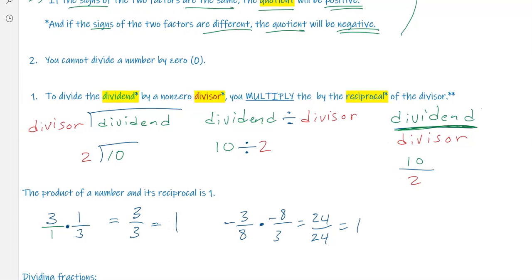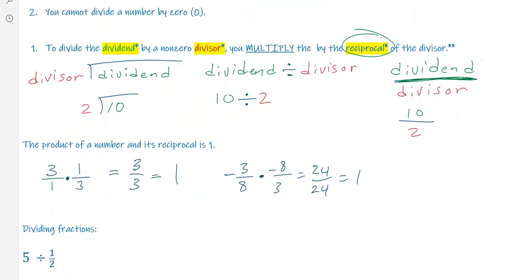Now, again, going back to what this says, to divide the dividend by the divisor, you're going to multiply, what? Yes, you're going to multiply by the reciprocal of the divisor. What the heck is a reciprocal? Well, I'm about to tell you. A reciprocal is a number that when you multiply a number by its reciprocal, 1 is your answer.